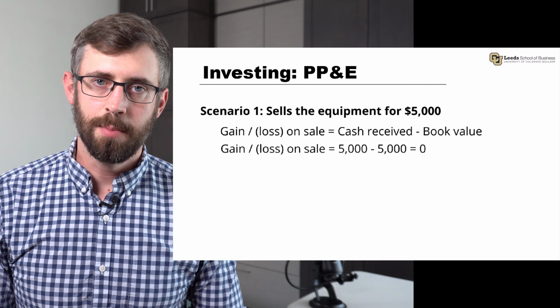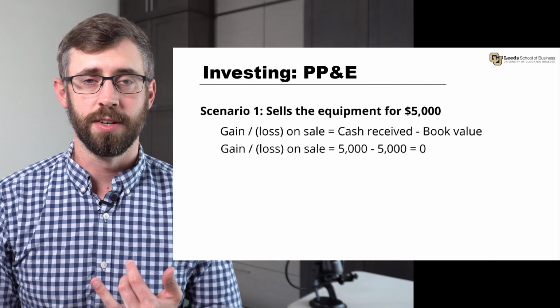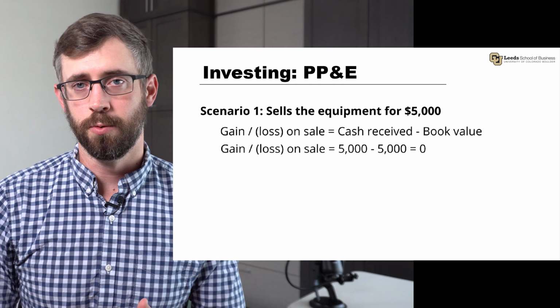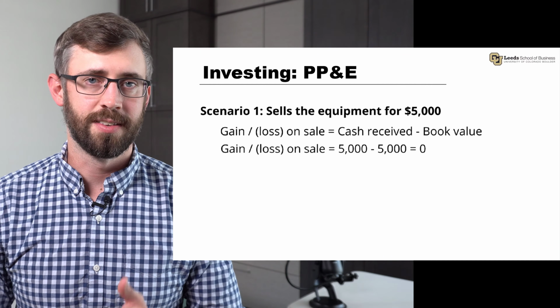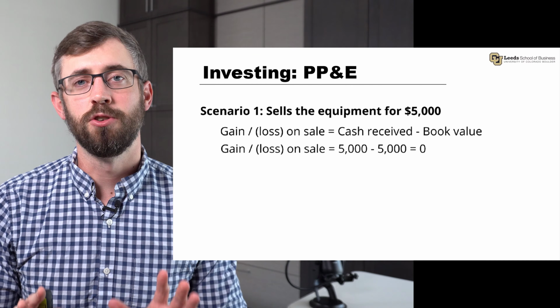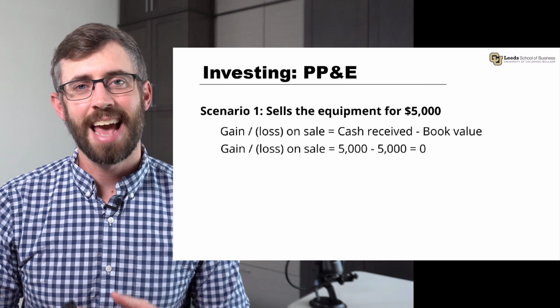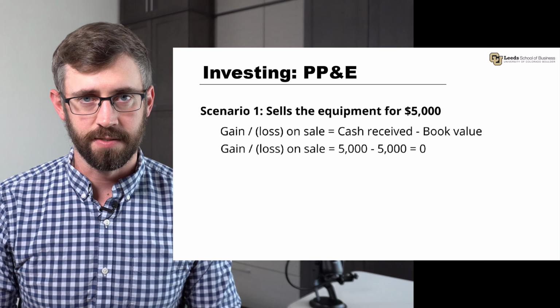So now the most complicated piece, selling this thing. We're going to see three scenarios: one where we sell it at no gain or loss, one where we sell it at a gain, and one where we sell it at a loss, and figure out how we deal with these. So let's suppose Luigi sells this equipment for $5,000. The first thing we have to do is calculate the gain or loss on the sale of this thing.